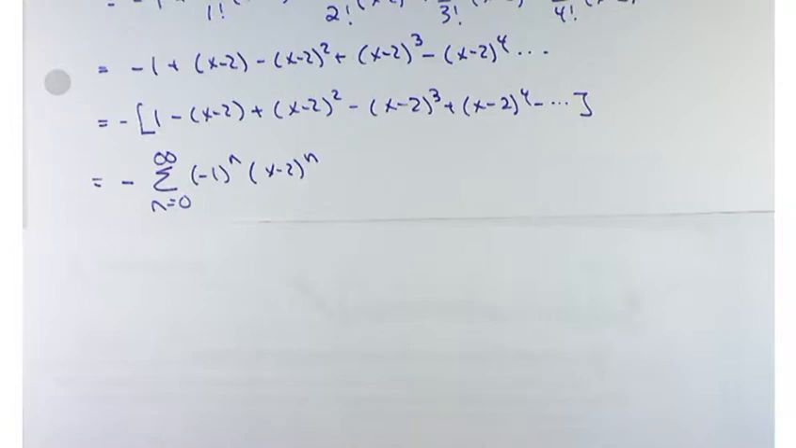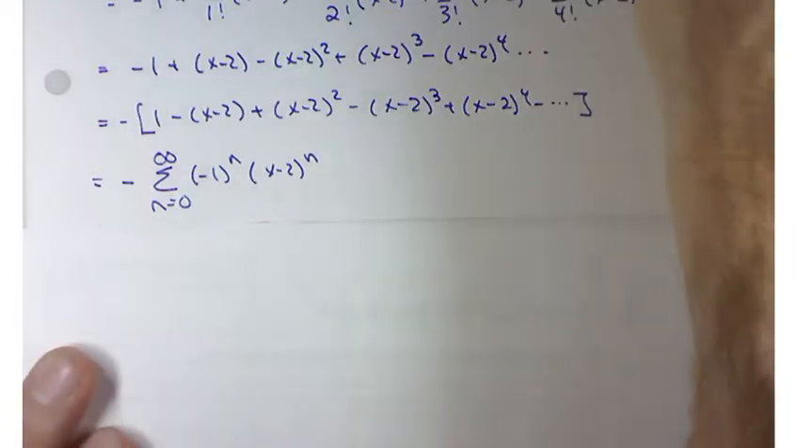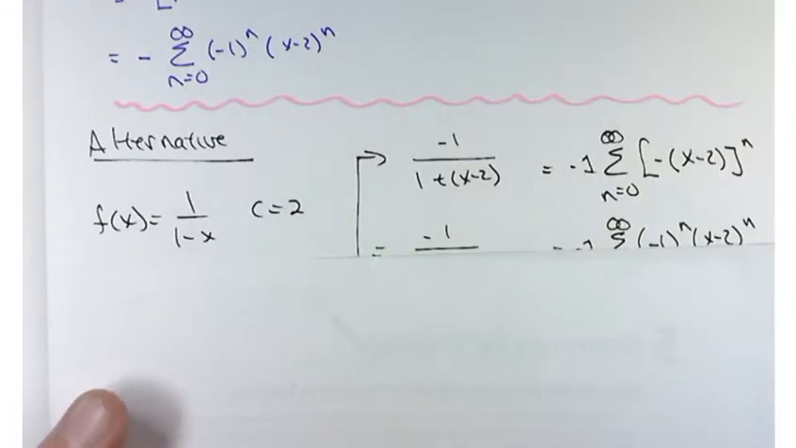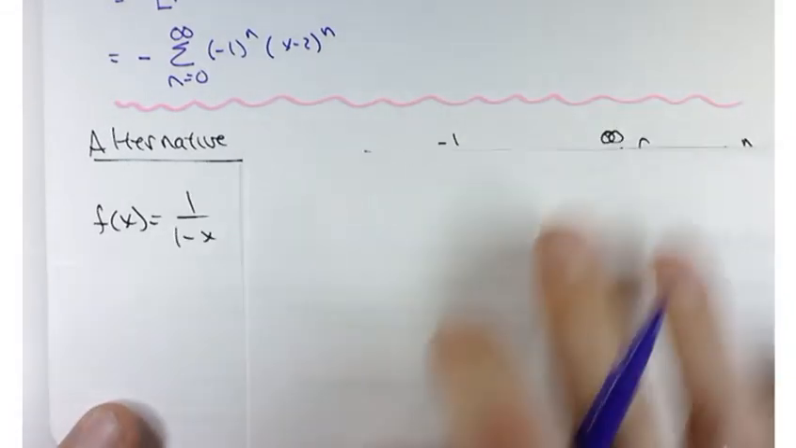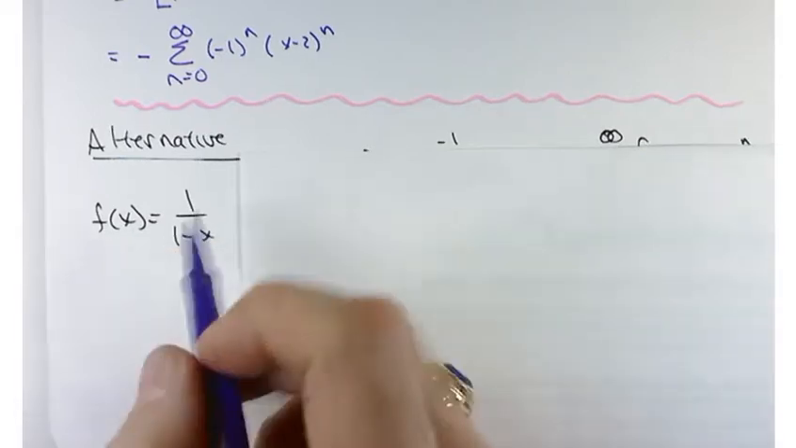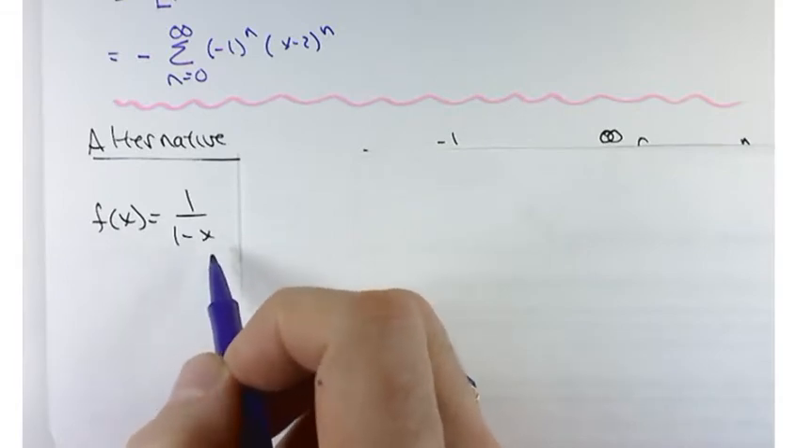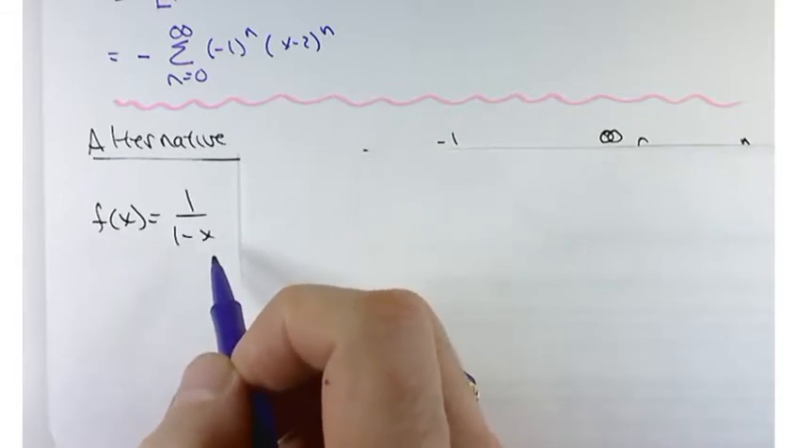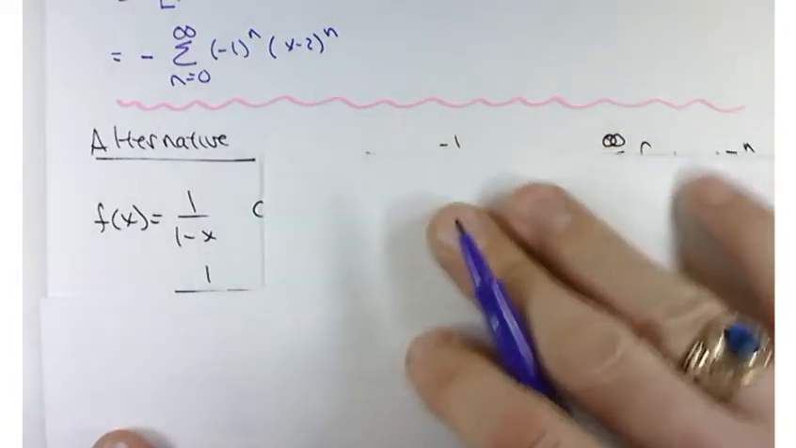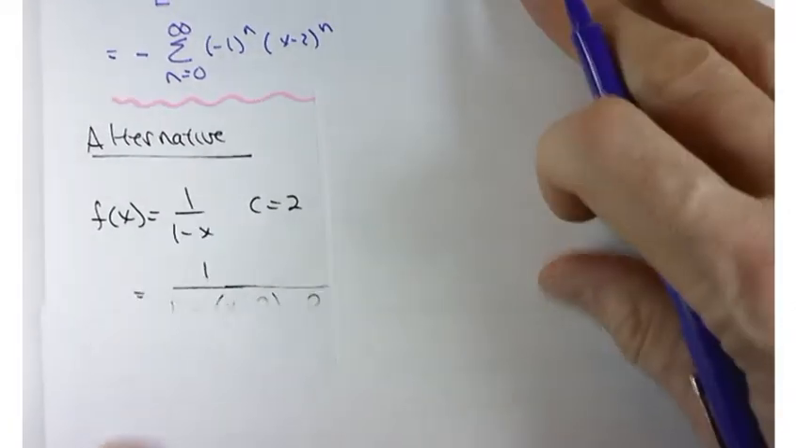But, like I said, if you can avoid having to create one from scratch, it's not a bad idea. So what would be a way that you could avoid creating this from scratch, from the beginning? Well, one thing you could do is realize that we've got a series for something like this, 1 over 1 minus x. The problem is we need to center at 2.